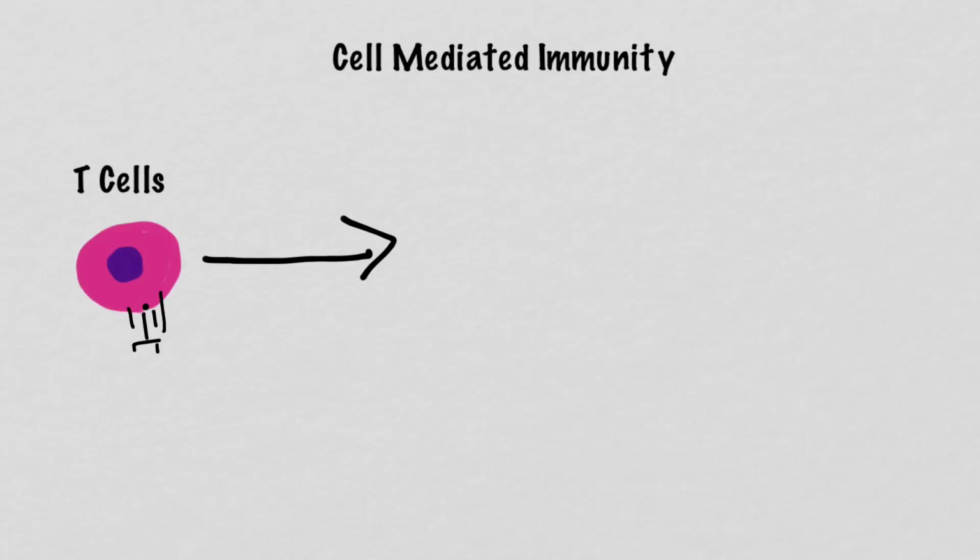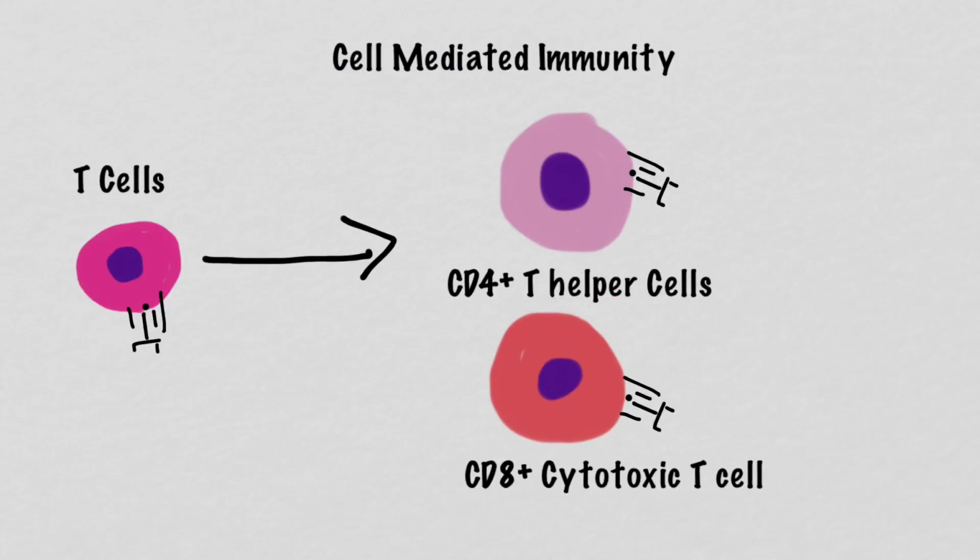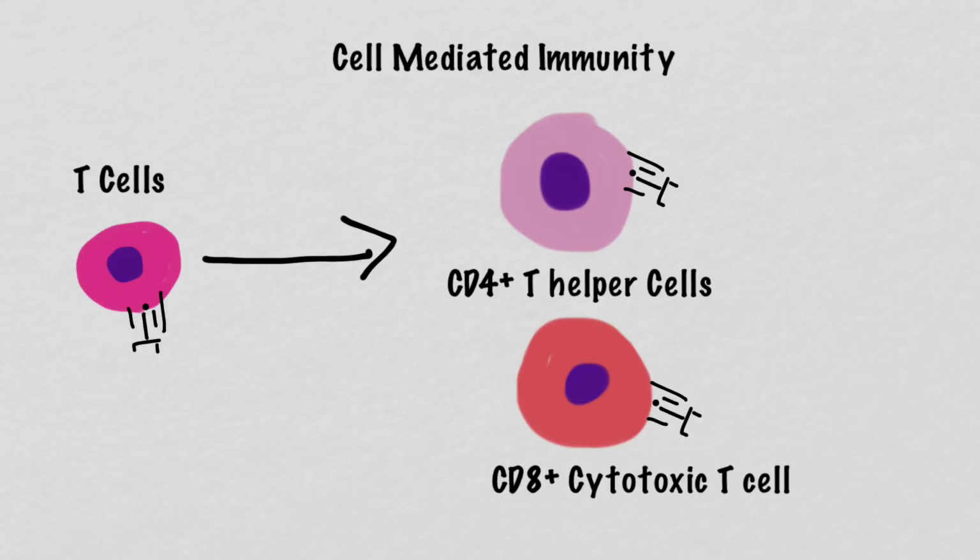Cell-mediated immunity largely defends against intracellular pathogens, and it is mediated by T cells. Specifically, it is mediated by two types of T cells, the CD4 positive T helper cells and the CD8 positive cytotoxic T cells. These cells work to either directly kill pathogens, in the vein of your CD8 positive cytotoxic T cell, or to produce cytokines and other soluble molecules that will help other cells that are harboring the pathogen kill the pathogen, like your phagocytes.